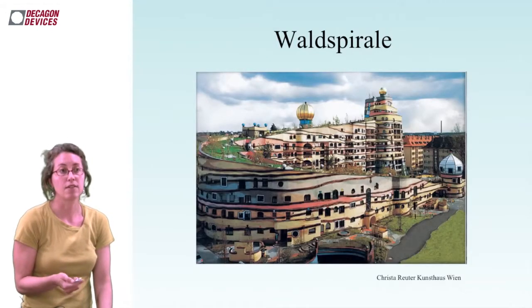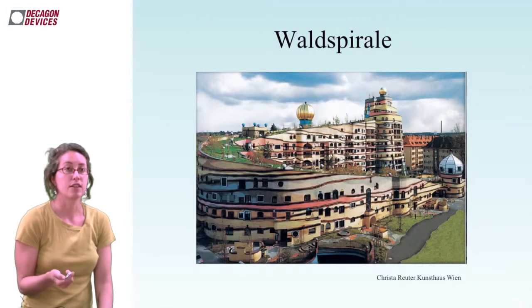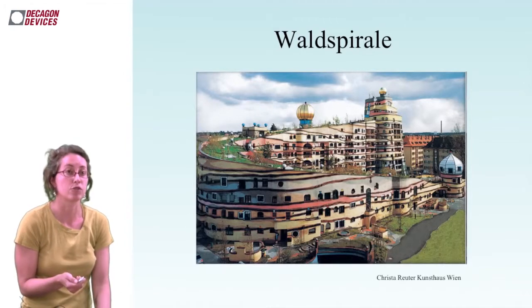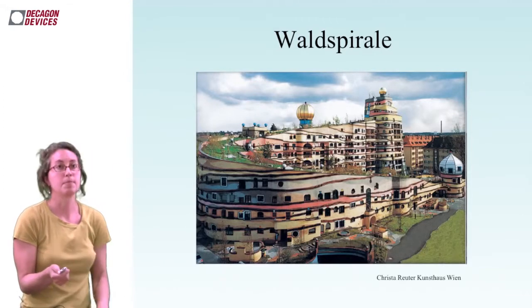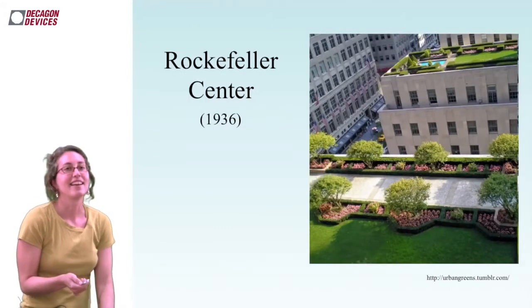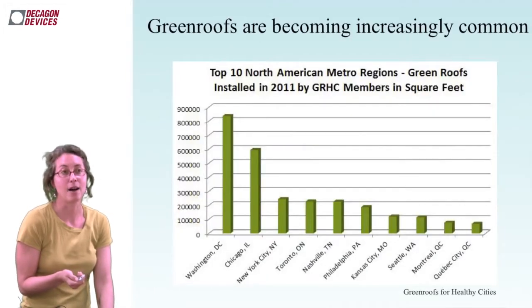Here's an example of the type of green roof that you would find in Germany. This roof was designed by a famous Austrian architect. Sorry, there's a mosquito. But we also have some pretty old green roofs in the US. So for example, on top of Rockefeller Center, there's a 100-year-old green roof. And they're becoming increasingly common.